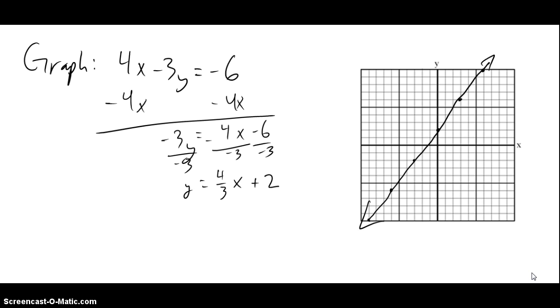Okay, so we have this line here. We solved for y, went to 2, up 4, right 3, connected the dots. And now you can graph linear equations, regardless of what format they're given to you. Just solve for y and go from there.